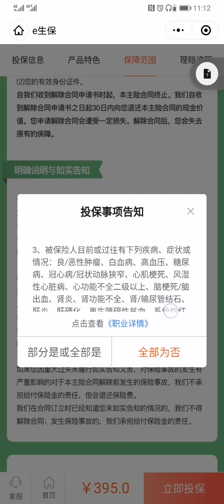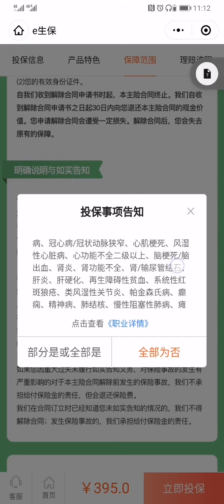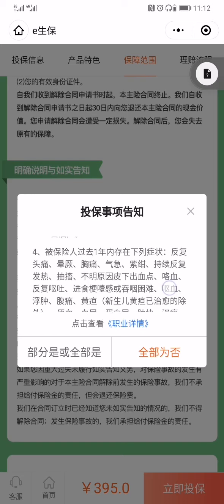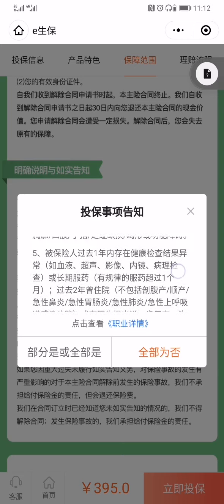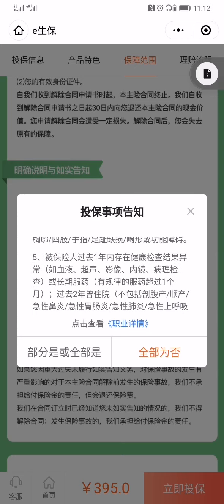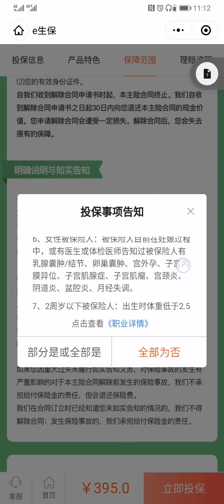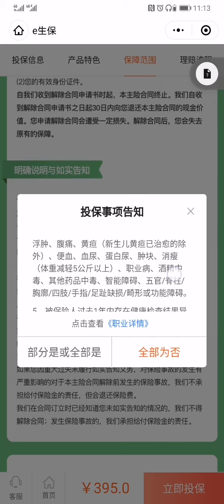Right, the third question is, has the person assured had any of the following issues in the past? And the fourth question asks, has the person assured had any symptoms in the last 12 months? And the fifth question asks, has the person assured had any abnormal medical check or exam results in the past months? And then the sixth, seventh, and eighth questions are just a list of questions, and they are actually asking you, do you have any of these above issues?